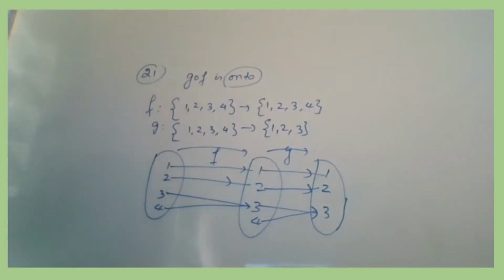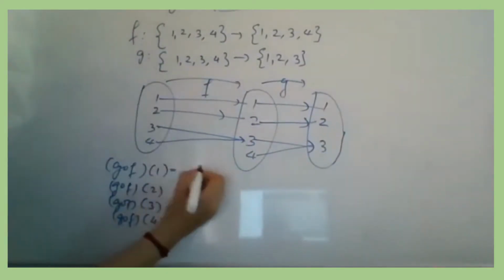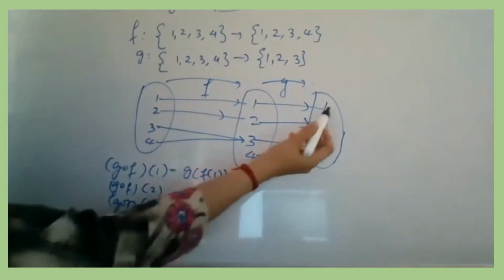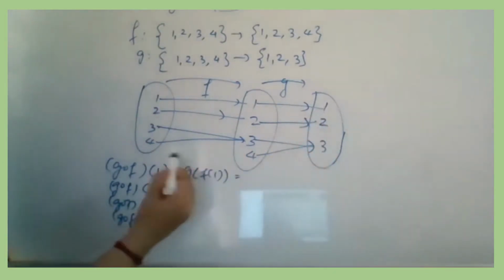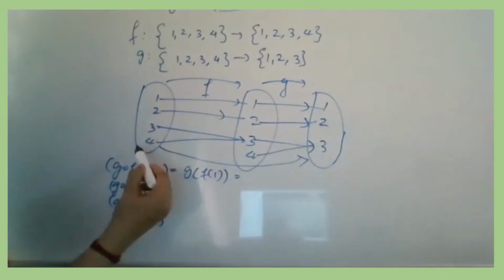How do we see whether it is onto or not? G composition F means G composition F of 1, G composition F of 2, G composition F of 3 and G composition F of 4, where the elements of F's domain are 1, 2, 3, 4. These are the 4 things which you need to find out. G composition F of 1 will give you G of F of 1. For each of the elements in this set, you should have a pre-image. That's what we are checking.